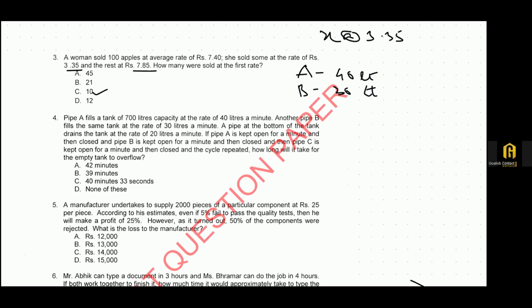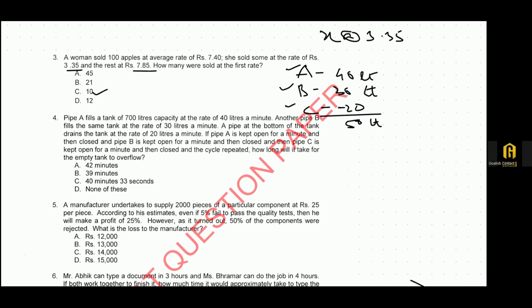So they are being opened and closed one by one, starting with A. The sequence of opening and closing is A, then B, then C. The water being drained by pipe C is 20 liters. So we can say in a time interval of 3 minutes, A will fill in 40 liters, B will fill in 30 liters, and C will drain 20 liters. That will give us 50 liters of water inside the tank in a span of 3 minutes: first minute, second minute, and third minute.